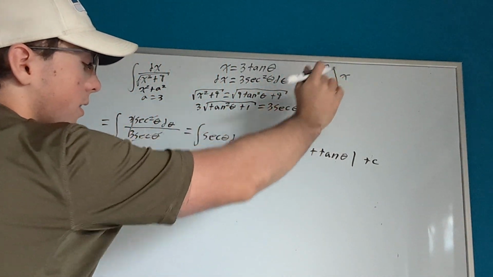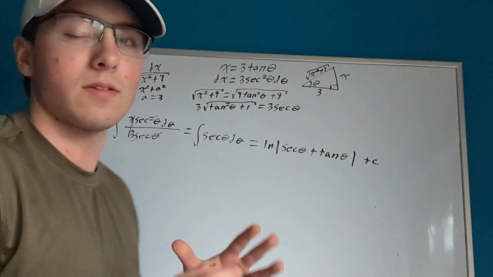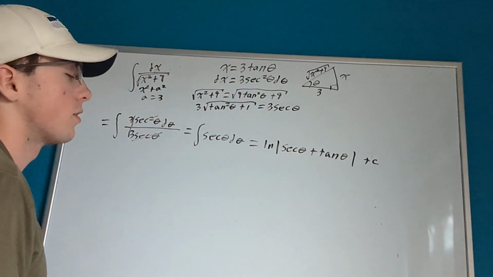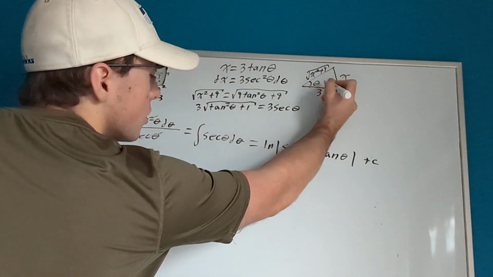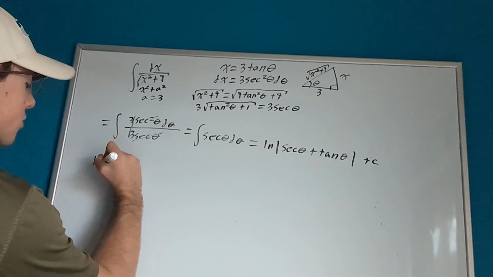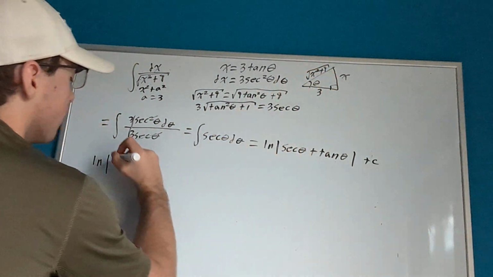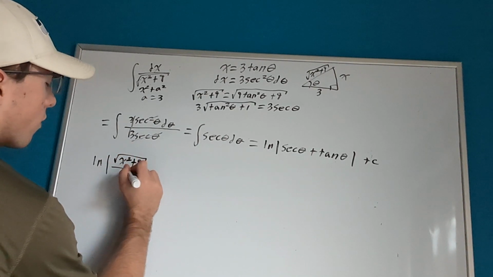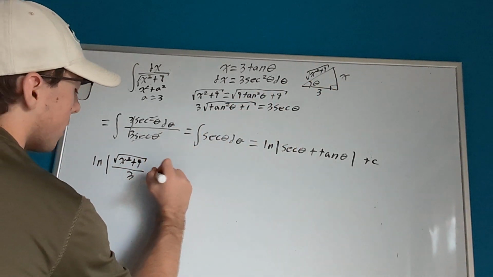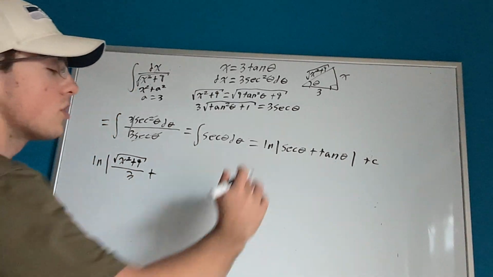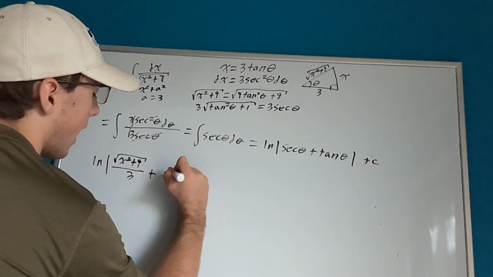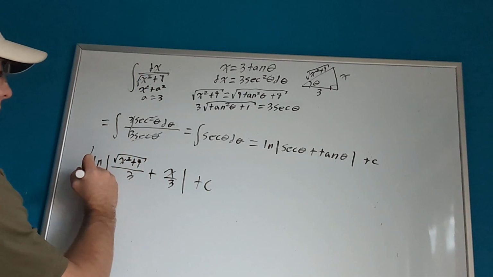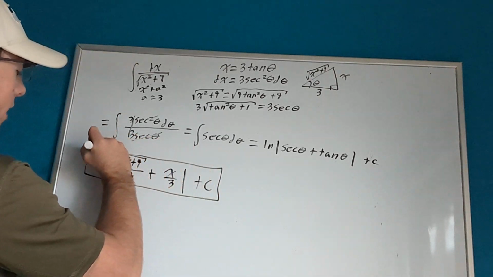We can come up to our triangle that we drew over here. And what do we know secant theta equals? Well, secant theta is also 1 over cosine, or hypotenuse over adjacent. So this becomes the natural log of the absolute value of hypotenuse, which is square root of x squared plus 9, over adjacent, which is 3, plus tangent. Tangent is opposite over adjacent, x over 3, plus c. Now we could manipulate this a little bit more, but this is going to be our final answer.